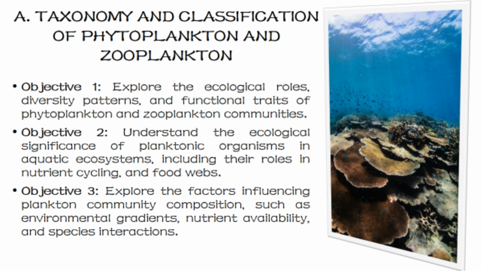So for the taxonomy and the classification of phytoplankton and zooplankton, we have to explore the ecological roles, diversity, patterns, and functional traits of phytoplankton and zooplankton communities. Understand the ecological significance of phytoplanktons, organisms in aquatic systems, including their roles in nutrient cycling and food webs. And for the last, explore the factors influencing plankton community composition, such as environmental gradients, nutrient availability, and species interaction.